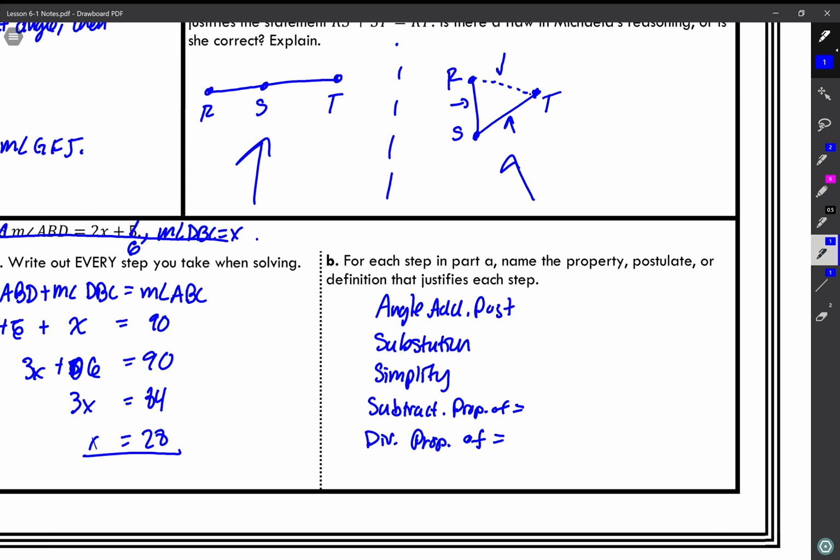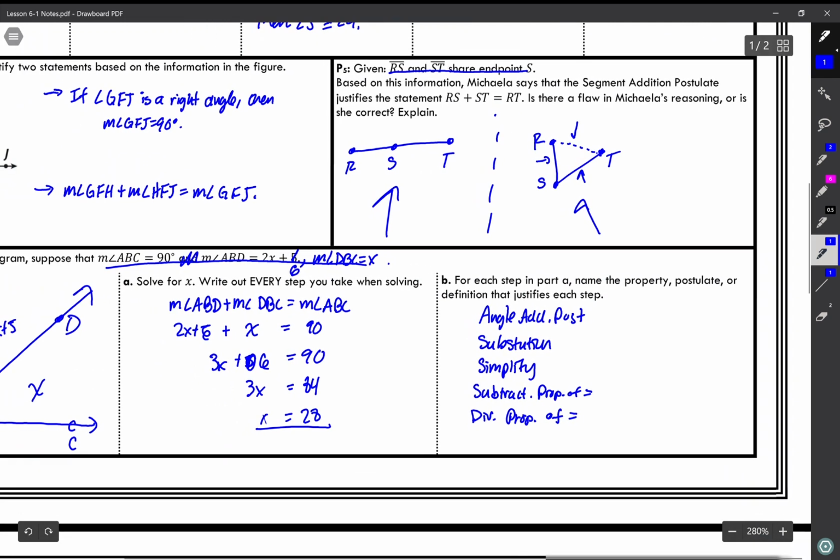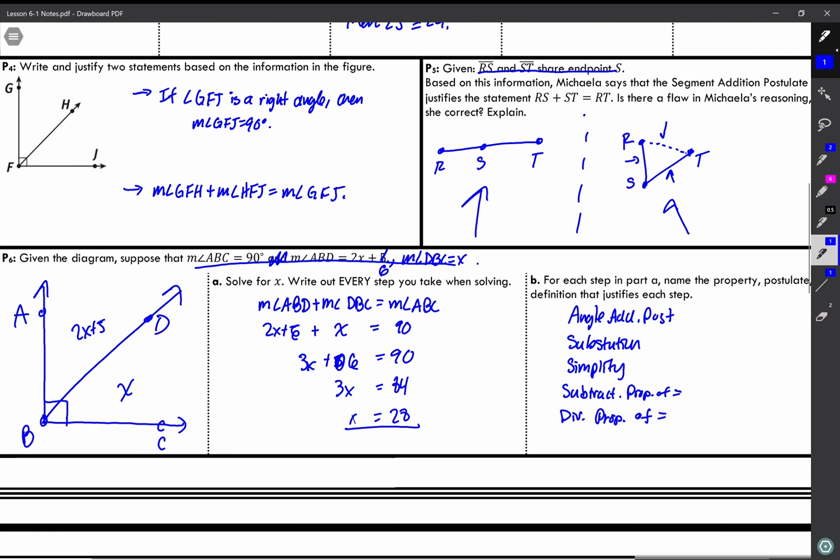We essentially just did one without actually doing one, and so that's what you can expect in lesson 6-2. This has been lesson 6-1 on justifying statements.